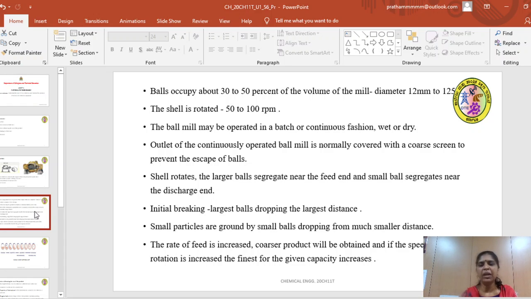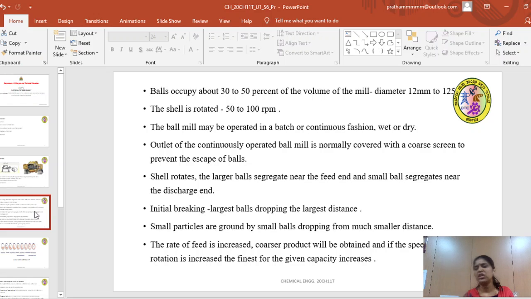So the ball mill can be operated in continuous fashion or batch-wise. What is batch-wise operation? We put in some kilograms of feed material, and give a time, say 10 minutes or 15 minutes, by feeding the number of balls, and we will rotate. So after the 10 minutes we will take out the product. So that will be the batch operation.